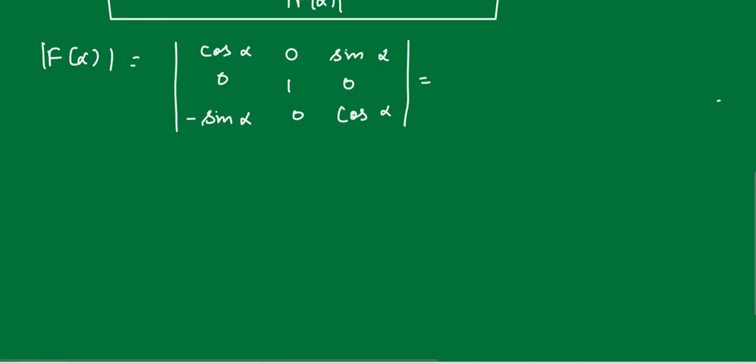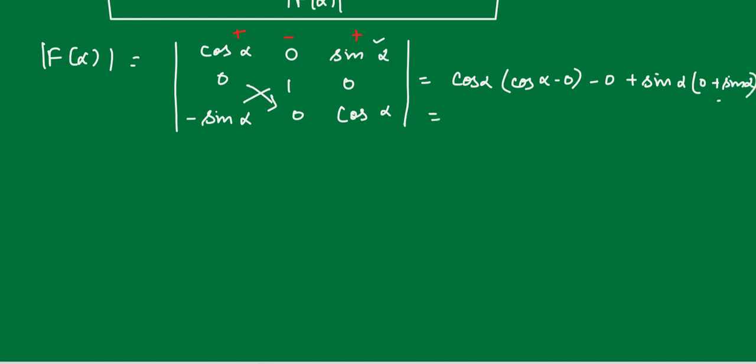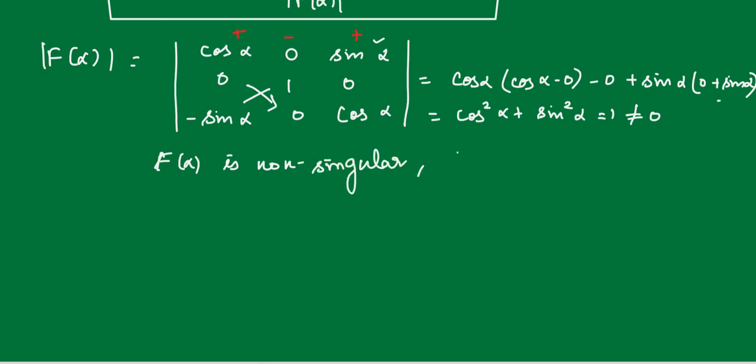This is equal to, expand along the first row. So we get cos alpha into minor of cos alpha, that is 1 into cos alpha minus 0 into 0, so becomes cos alpha minus 0. Next element minus 0 plus sin alpha into the minor, so 0 into 0 minus of minus sin alpha gives us plus sin alpha. This is equal to cos square alpha plus sin square alpha, which is equal to 1, not equal to 0. So determinant not equal to 0. Therefore we say F of alpha is non-singular. If it is non-singular, then only inverse exists. Therefore F of alpha whole inverse exists.